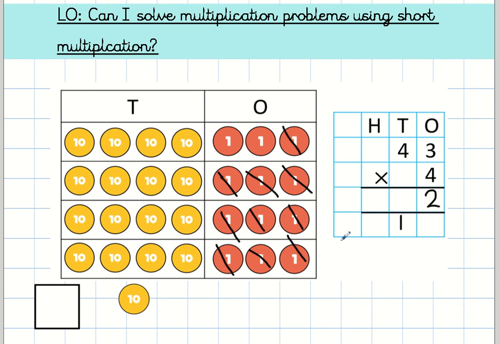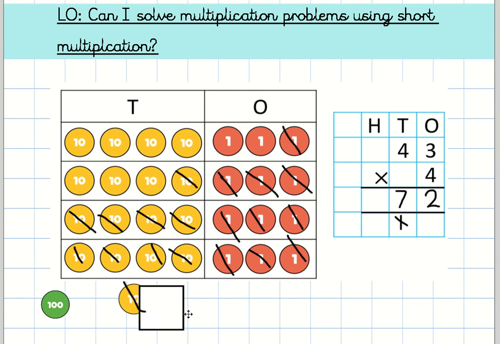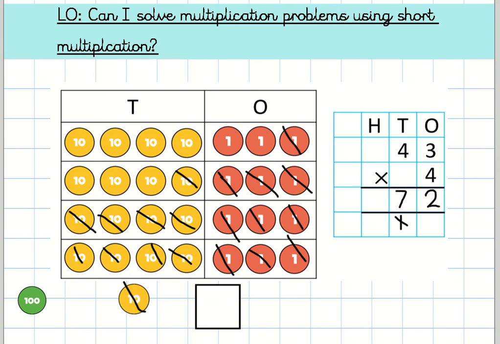So again, I'm going to have to exchange 10 of my tens for 100. 1, 2, 3, 4, 5, 6, 7, 8, 9, 10. So I've now got 7 tens left. And I've exchanged those 10 tens for 100. So I then put that here. And again, I've got nothing to multiply my 4 by in my hundreds column. So I'm going to move my 1 to the top, meaning that 43 times 4 is 172.